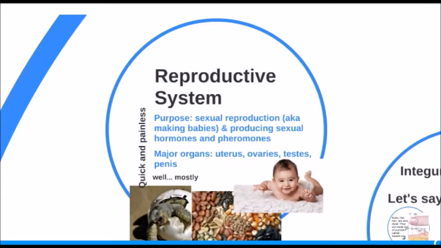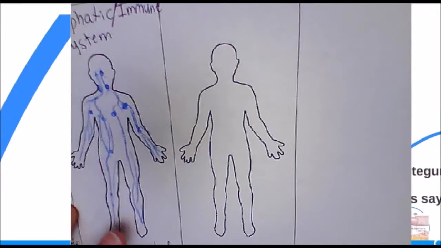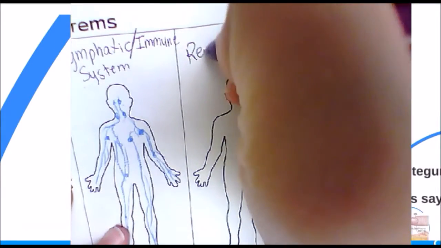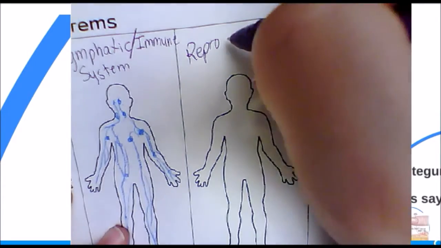So right here, let's go ahead and get my webcam up again. Here, we're going to call this the reproductive system, R-E-P-R-O, reproductive system. And here our function of our reproductive system is to reproduce. That makes sense because it's the reproduction system. Reproduce, so make more copies. So we'll say make more of whatever organism it is. So in our case, babies.